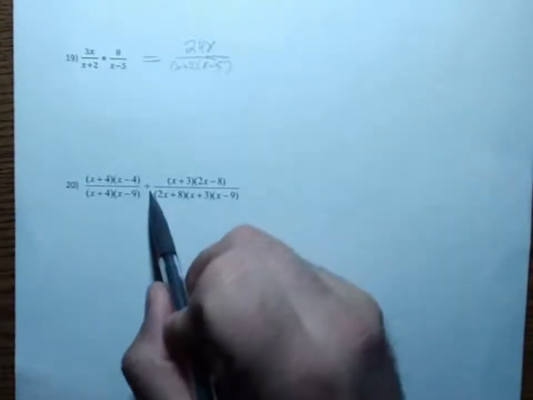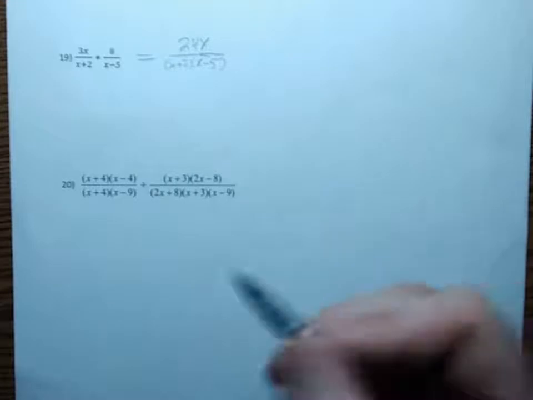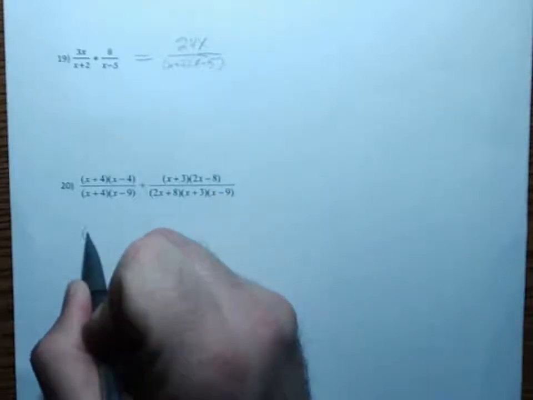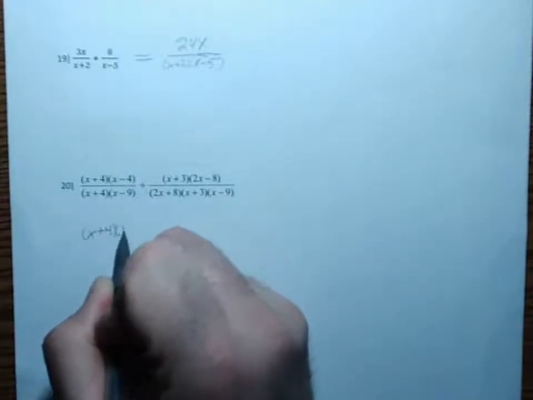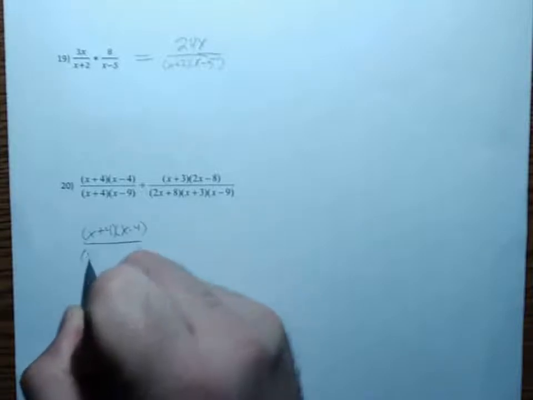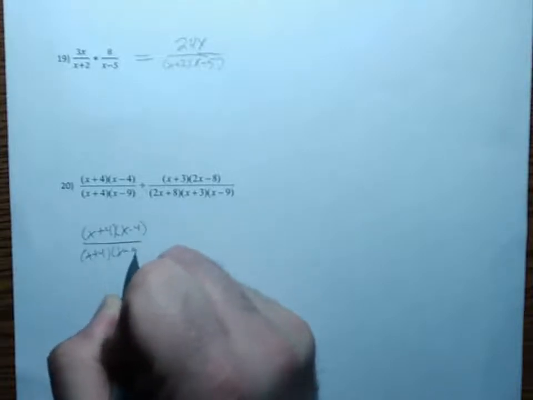Lastly, then, number 20. This is a division problem. So with division, we have to keep, change, flip first. So we're going to keep x plus 4 and x minus 4 on the top, and x plus 4 and x minus 9 on the bottom.